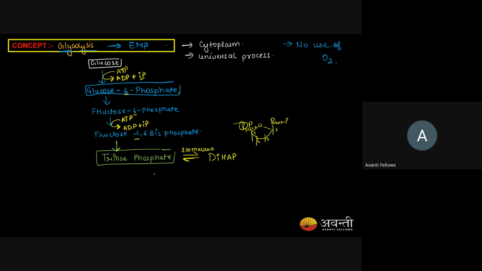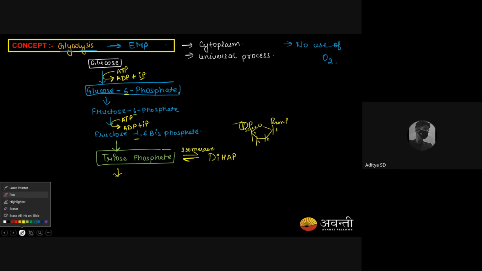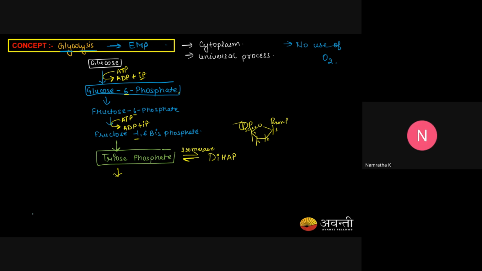We are making an isomer of a triose phosphate. DHAP is the isomer of triose phosphate. And then this triose phosphate will get converted into which? Triose bisphosphate, phosphoglyceric acid.